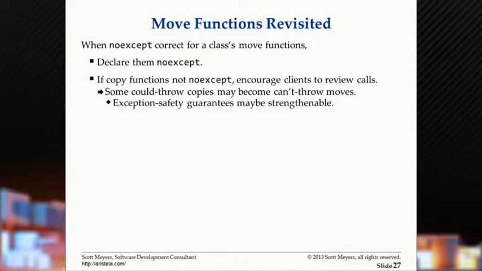That means that for clients who are performing what look like copy operations on rvalues, now they know it can't throw an exception. And that may permit them to offer stronger exception safety guarantees under certain conditions. So essentially, if you have some copy operations and they might throw, you add move operations that can't, clients now might want to go back and review the exception safety guarantees that they are offering.